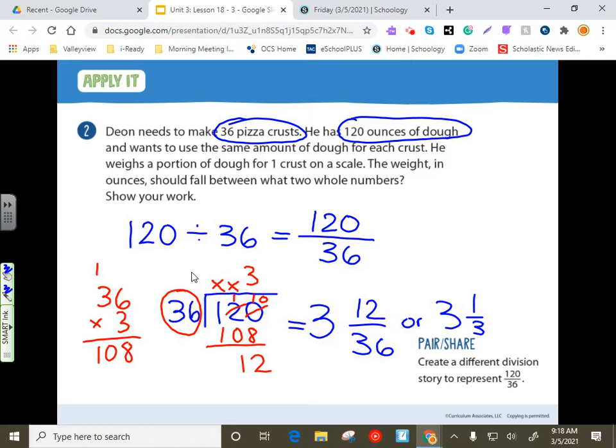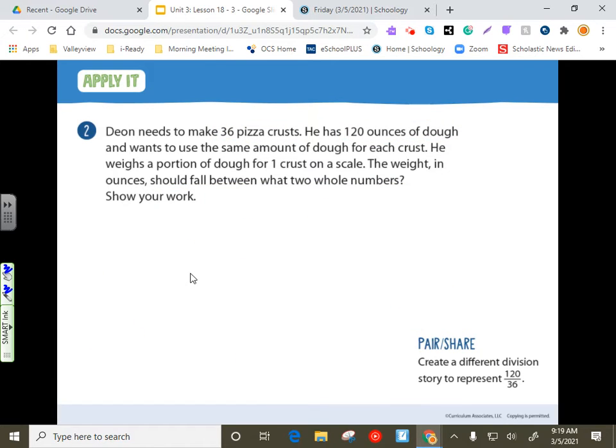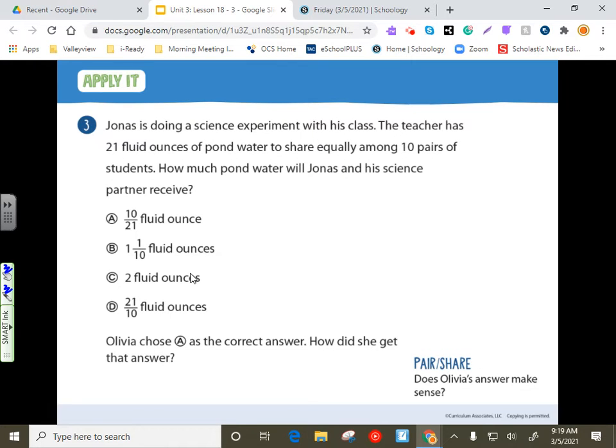But the question is, the amount should fall between what two whole numbers? So this is a tricky one where your answer is going to fall between 3 and 4 ounces. So just be careful what they're asking for with some of these questions. But I thought it'd be a good practice because, again, we're doing a 2-digit divisor here. And it looks like we sometimes need a little more exposure and practice to that. Let's look at question 3.